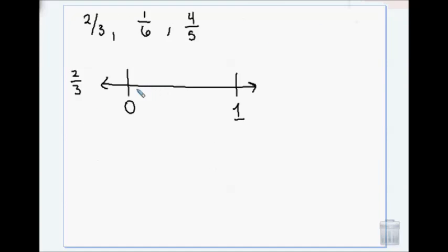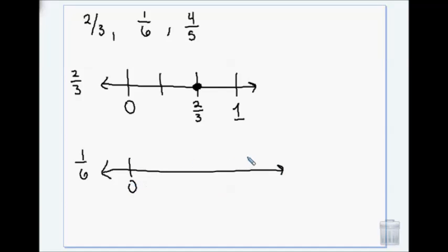Okay, so I need to break this into 3 pieces, my denominator. So I do 2 lines, because this is 1, 2, 3 parts. And 2/3 is going to fall right there. So I'll put a dot on that. If I do 1/6, between 0 and 1, I need to break this into 6 pieces. So I'm going to do 5 lines. 5 lines gives me 1, 2, 3, 4, 5, 6 pieces. 1/6 is right here.